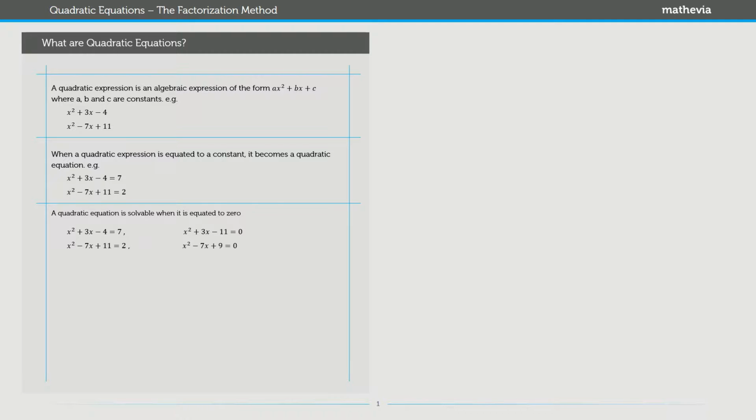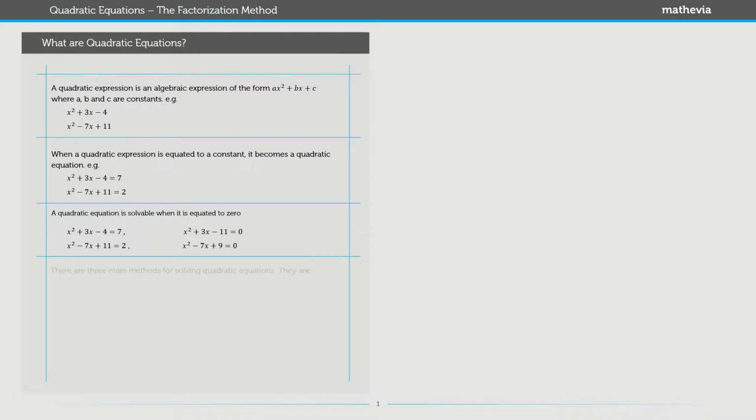Similarly, you have x squared minus 7x plus 11 equals 2. I move that 2 over to the left, it becomes minus 2, and then I have x squared minus 7x plus 9 equals 0 as my solvable equation. It's a very simple process. Basically, when you have a quadratic equation that is not equated to 0, before you can attempt solving it, you need to have that equation equated to 0 by moving the constant from the right over to the left.